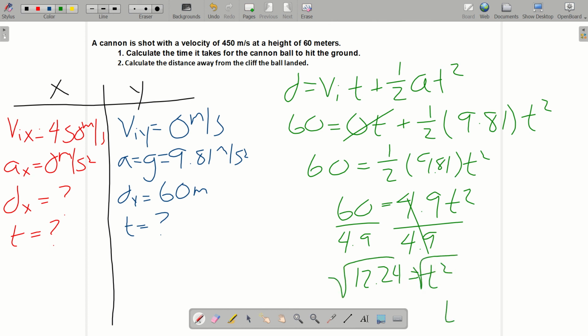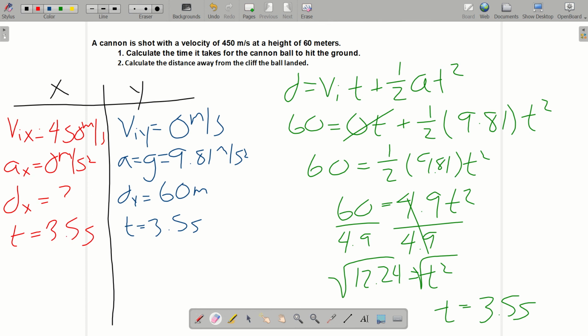Got to square root both sides, and you are left with the square root of 12.24, 3.5 seconds. So we have our t is equal to 3.5 seconds. So that's the answer to part 1. So now we can erase our t as a question mark. And now we know that our t is 3.5 seconds. And it's also 3.5 seconds in the x direction. So now we're only missing one variable in the x direction.